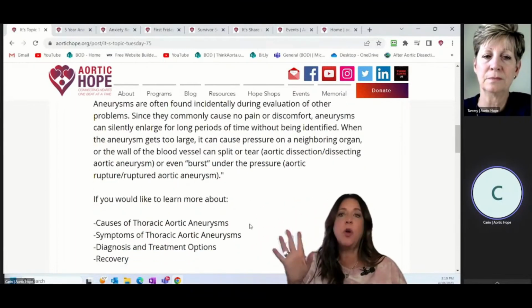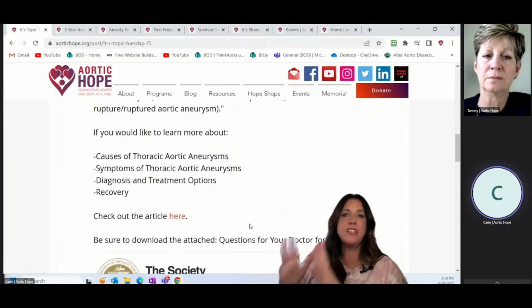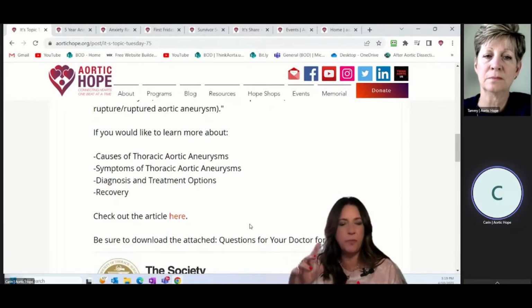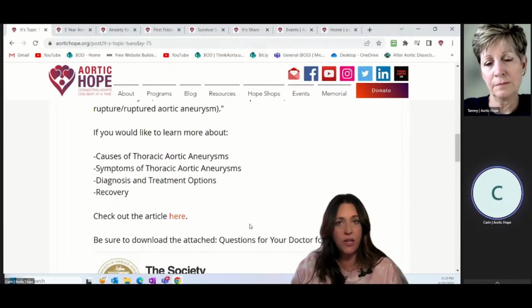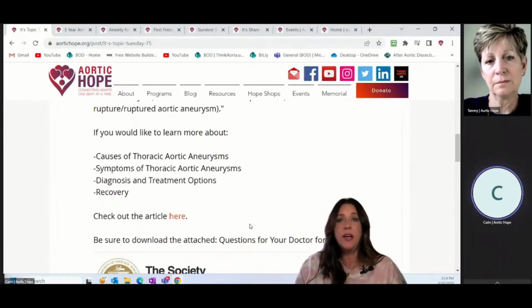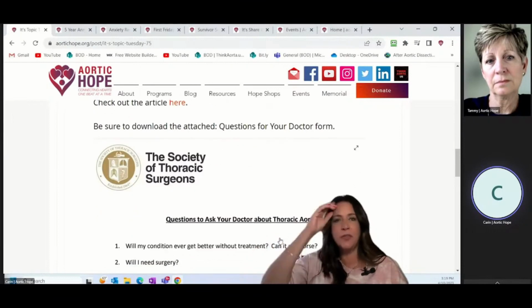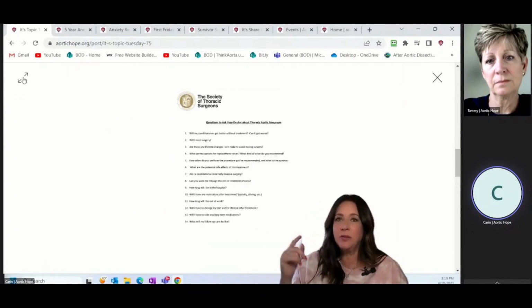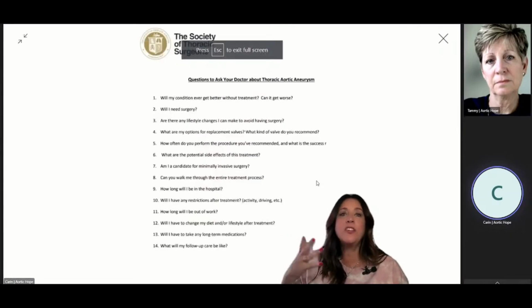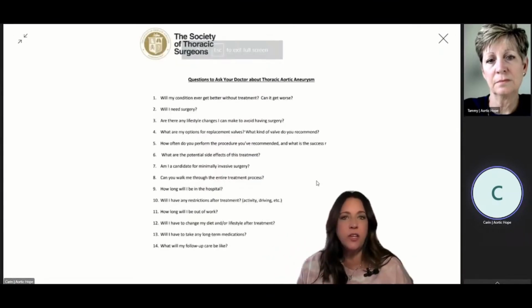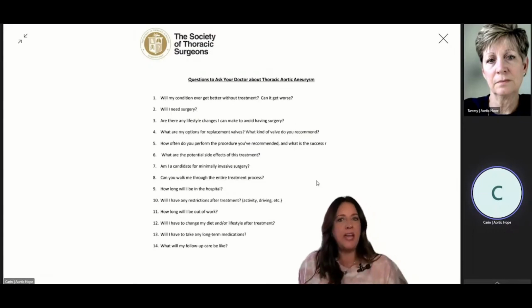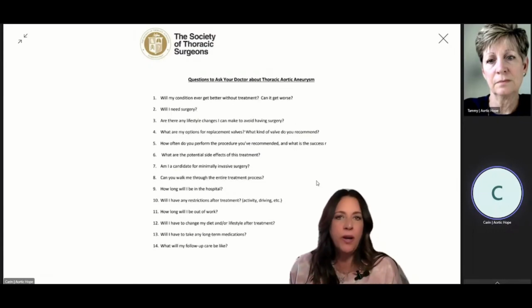So there is so much information in just this section on aneurysms, everything from what causes a thoracic aortic aneurysm, the full list of symptoms, ways to diagnose, treatment options, and also recovery. One of the things that we love about the Society of Thoracic Surgeons is the questions that they give you in all these different scenarios. These are wonderful tools to feel more prepared when you talk to your doctor.